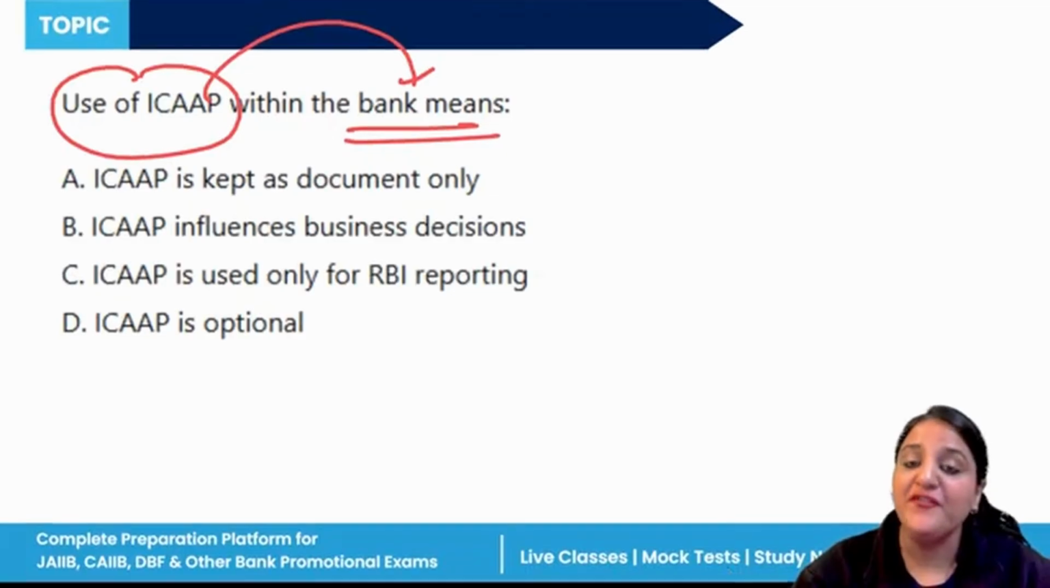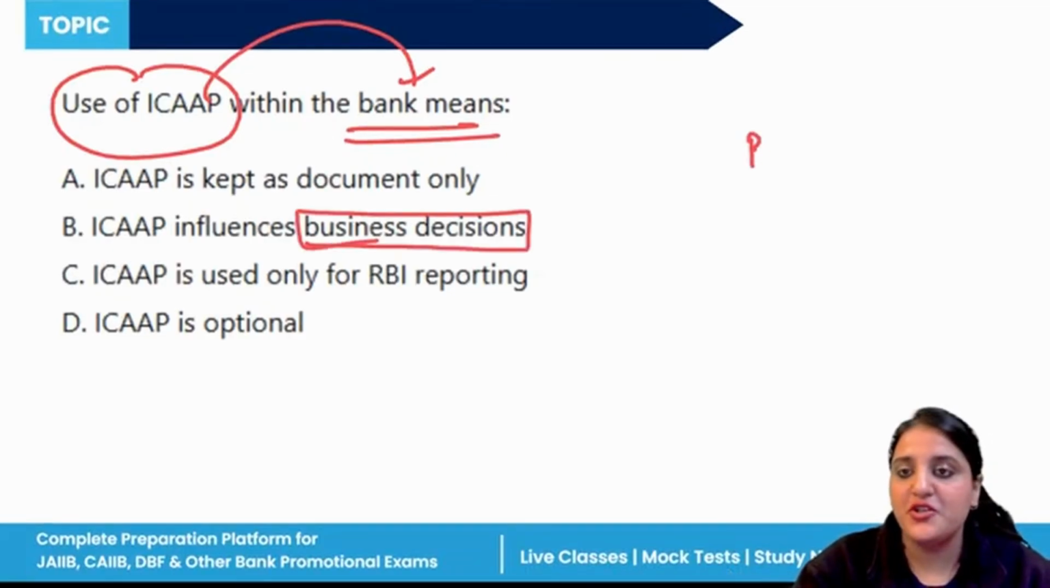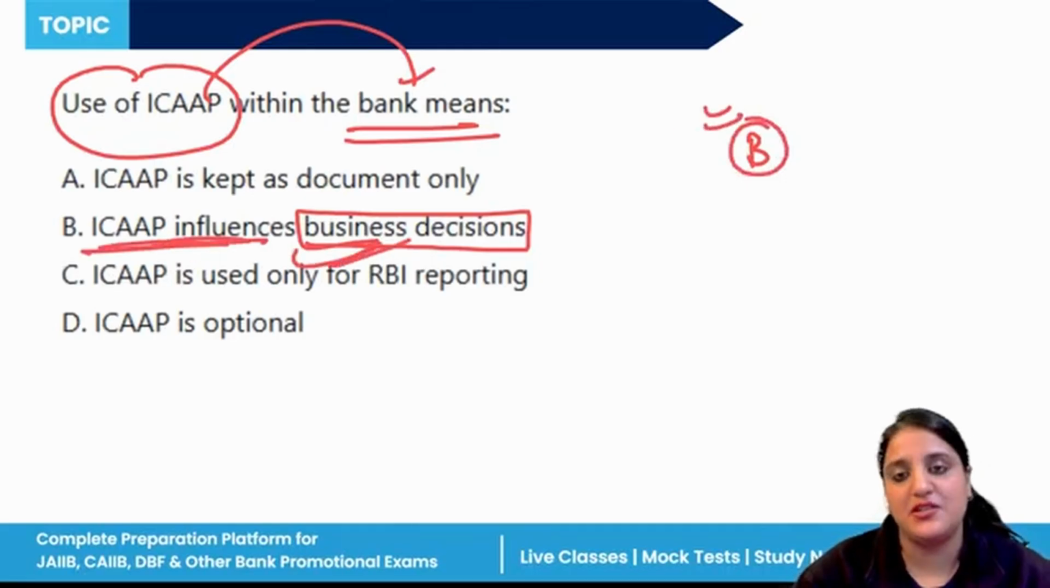So, ICAAP influences the business decisions. That's why option B is correct. ICAAP influences the business decisions.